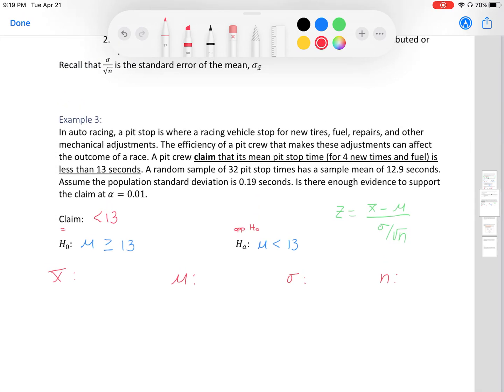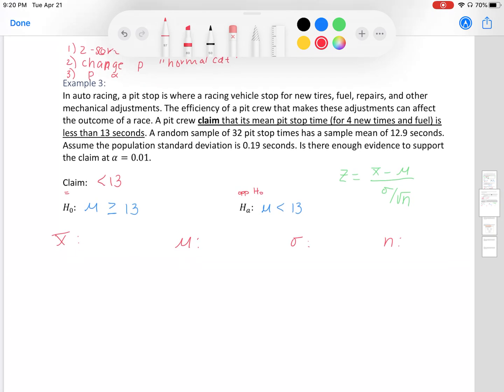I want to find my z-score, change it to a p-value, and for that you use normal CDF. Use normal CDF. And lastly, you compare your p and your alpha. Okay, so let's go ahead and find these pieces.